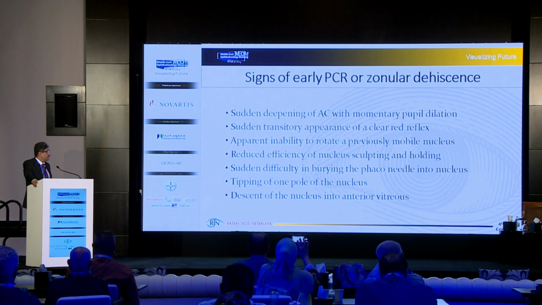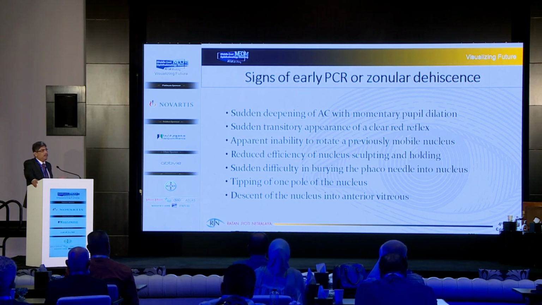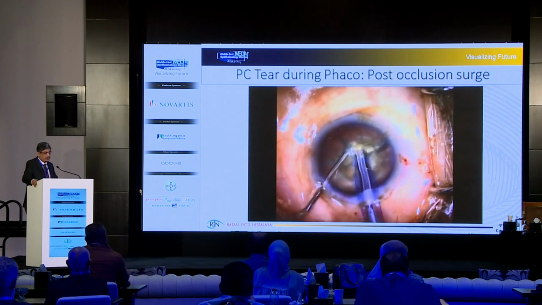Sudden difficulty in burying the phaco needle into the nucleus. Tipping of one pole of the nucleus. If you have missed all these things, you will find that the nucleus has started tipping into the vitreous cavity. And secondly, when there is fluid vitreous, in senile or very elderly patients, descent of the nucleus into the anterior vitreous. These are the things which should be looked for.